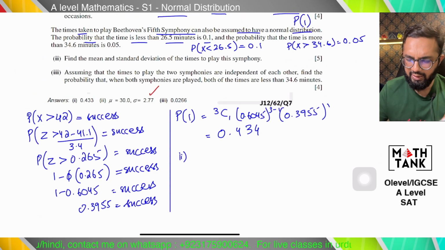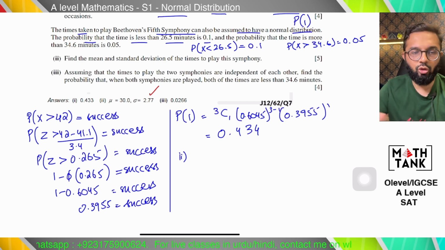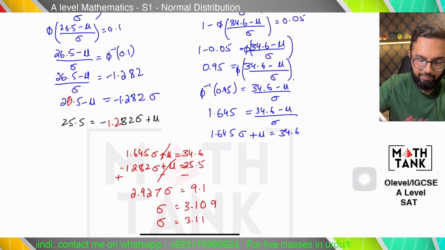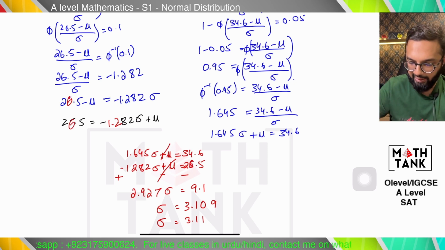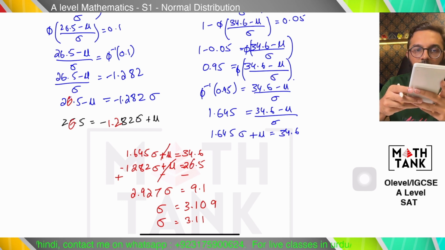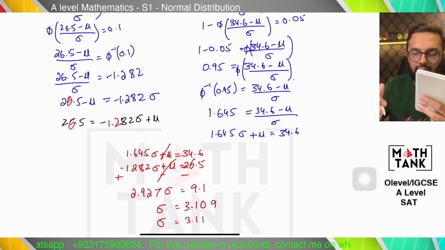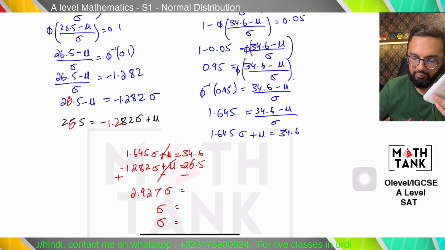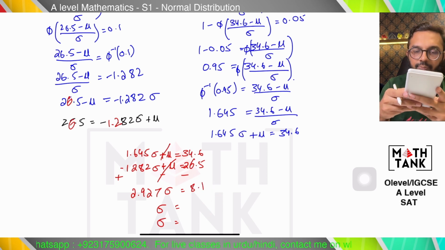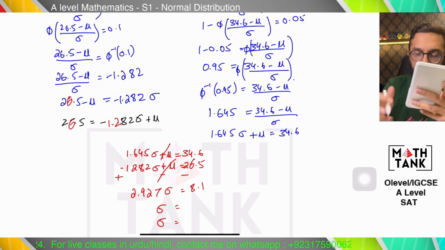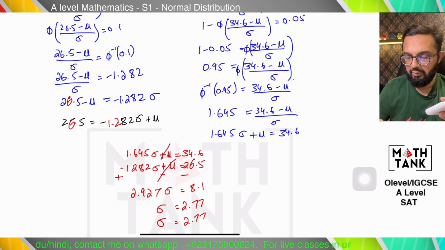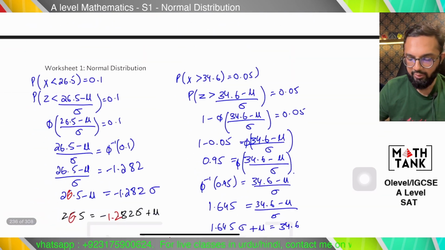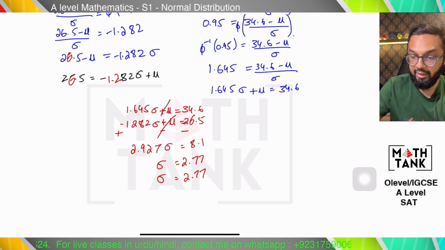It is telling me it's 2.77. I may have made a mistake somewhere. Let's check my mistake. I think I've changed 26.5 to 25.5. So let's change that back. It's 8.1, so sigma is 2.77. Okay. That was what the question is also telling me. It's a small error, but costly because I'm going to lose both the answer marks here.